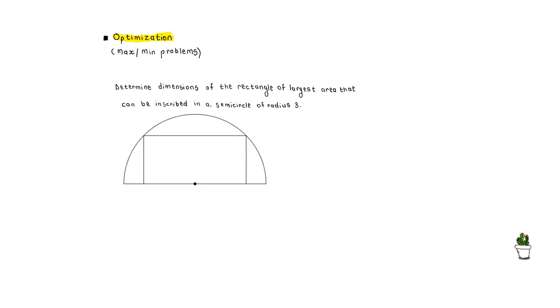Hi everyone! So in this video we are asked to find the dimensions of a rectangle of the largest area that can be inscribed in a semicircle of radius 3. We are told that the radius of this circle is 3, and very nicely they've put a center for us over there. So from the center to the circumference of this semicircle, we know that the radius equals 3 units.